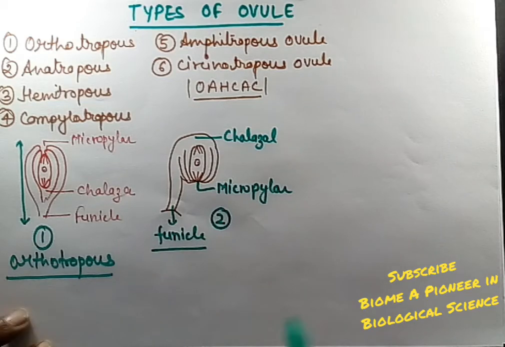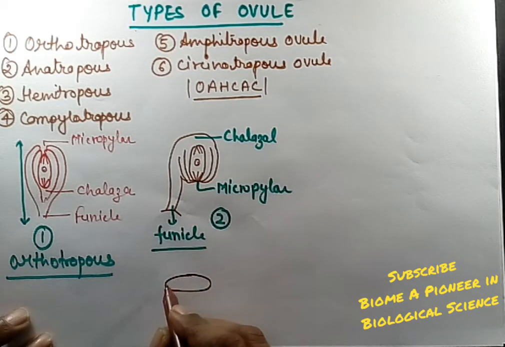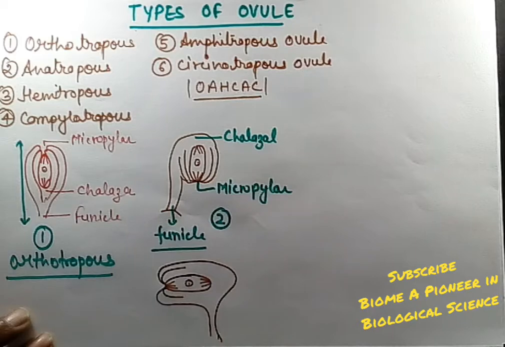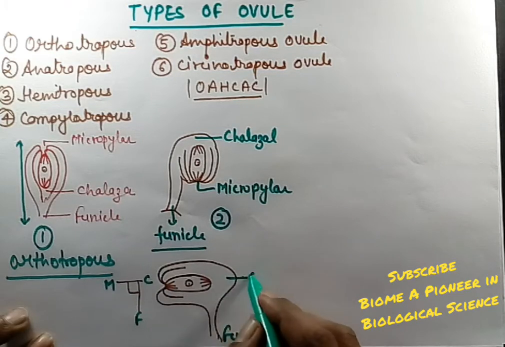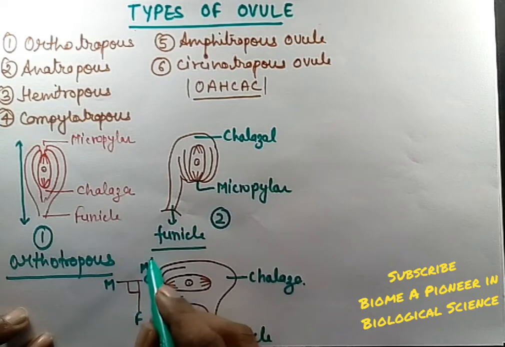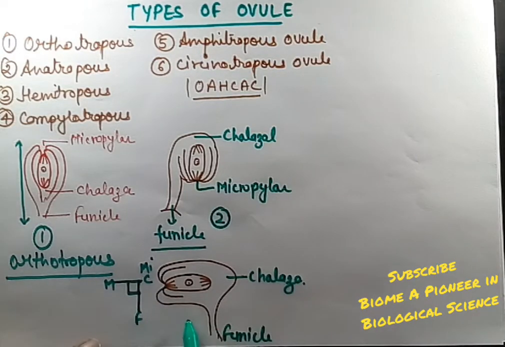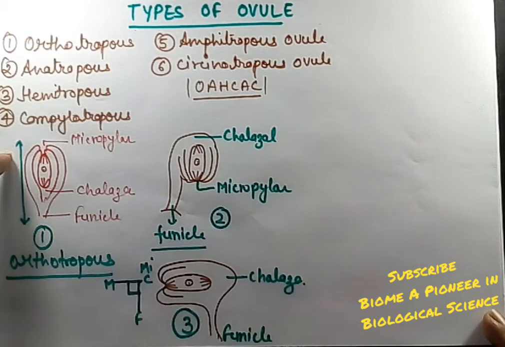Now what is the third? In the case of the third, like this, micropyle. So what is here? They are at 90 degrees. Micropyle and chalaza are in one direction. This is the micropylar end, this is the chalaza end, this is the funicle end. Here a 90 degree angle is forming. Such a type of ovule is called hemitropous ovule. Clear? Orthotropous first, anatropous second, third one is the hemitropous.